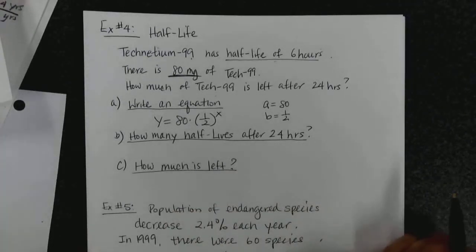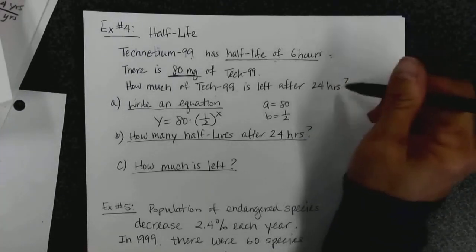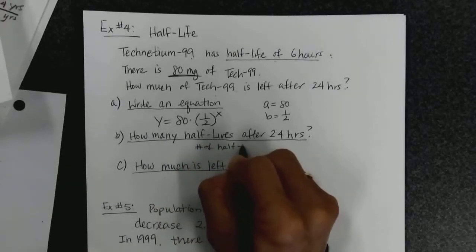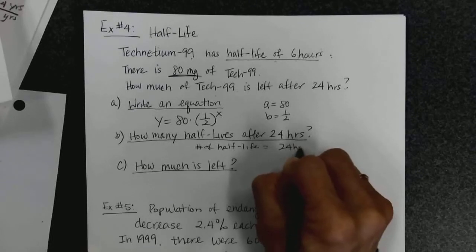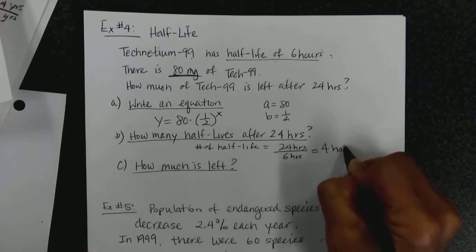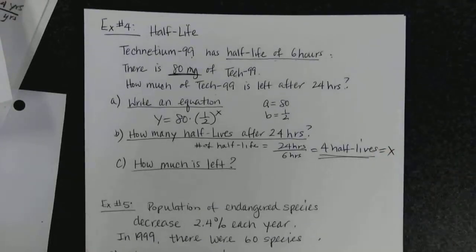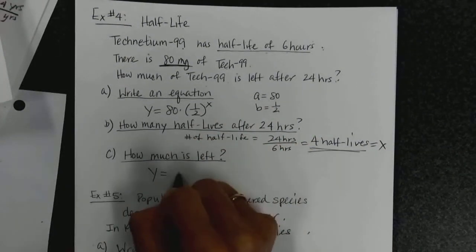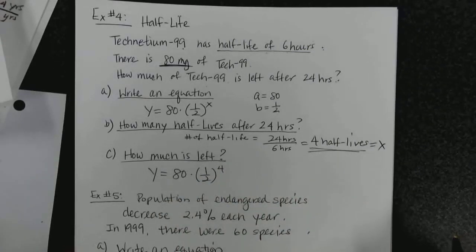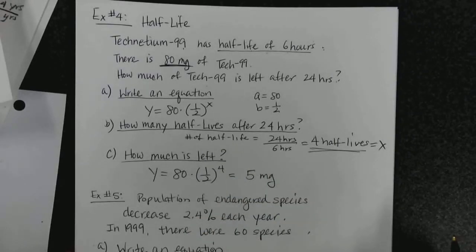Now the next question is, how many half-lives after 24 hours? Half-life is every 6 hours. So the number of half-lives is given by 24 hours divided by 6 hours, which gives me 4 half-lives. That's what will be our x. So when we plug into our equation, y equals 80 times 1/2 to the 4th power, we will have 5 milligrams left after 24 hours.